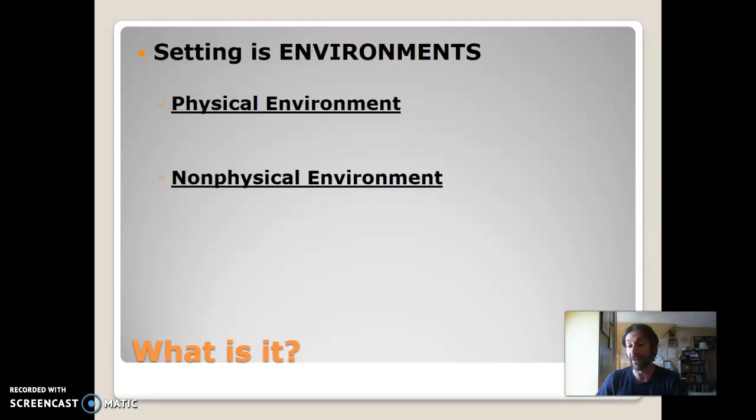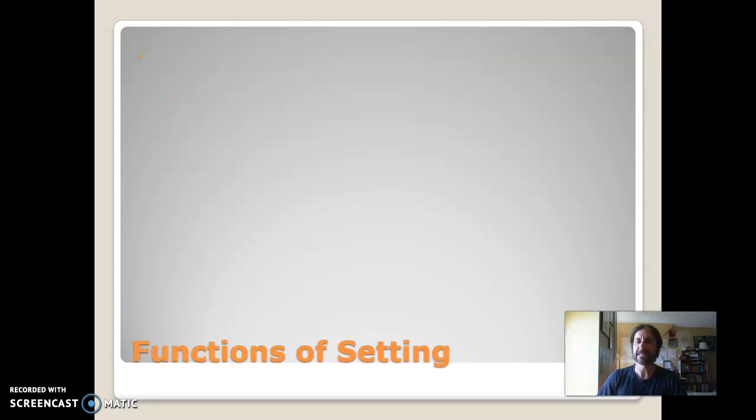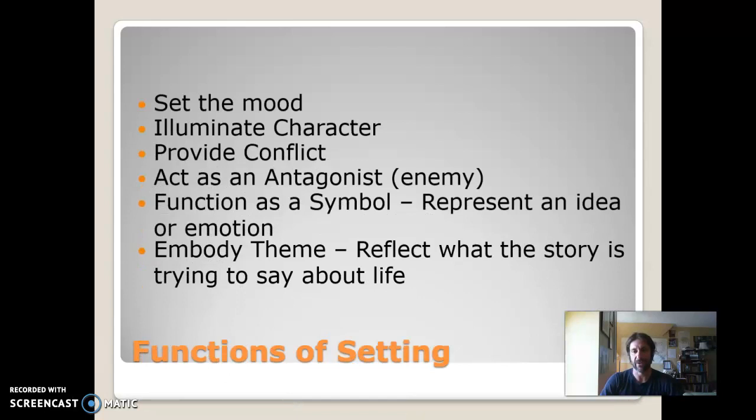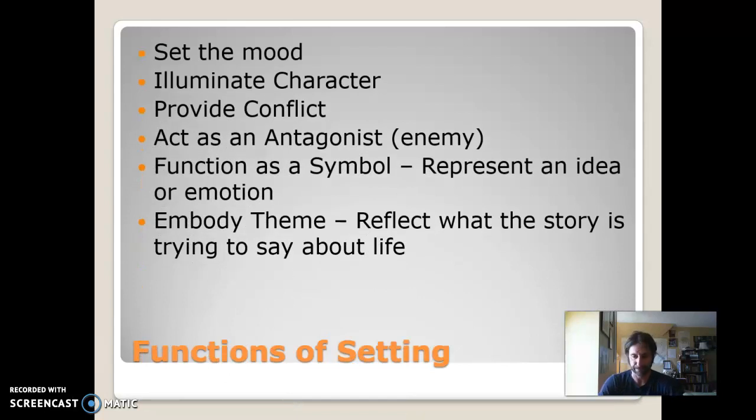You can talk about environments when you talk about setting, physical and non-physical environments. So physical environment might be like a yellow wall here, or pictures on the wall. Non-physical environment could be the temperature, the tone of a place. And this is the important slide. Remember this one, my friends. We're going to come back to it throughout the semester.